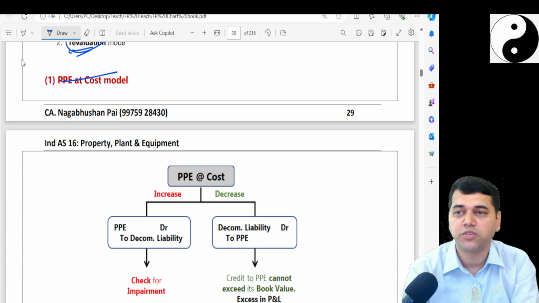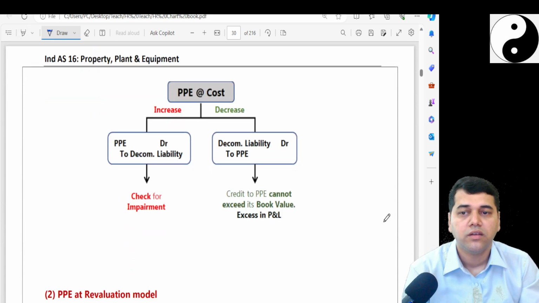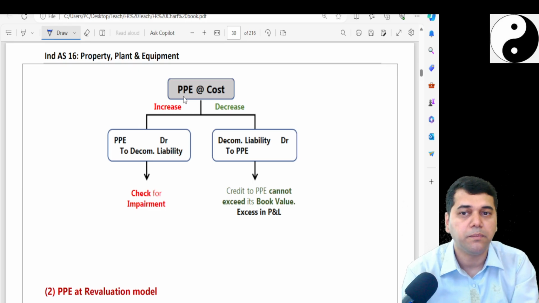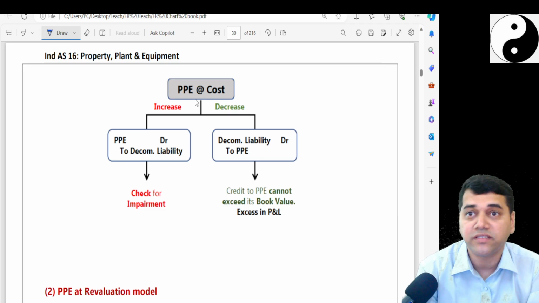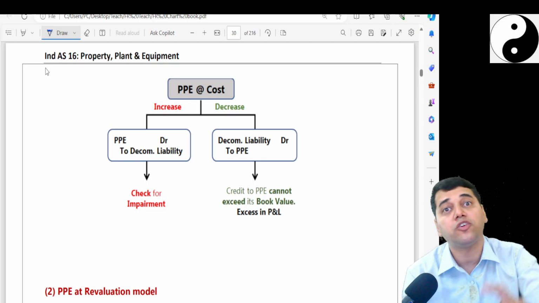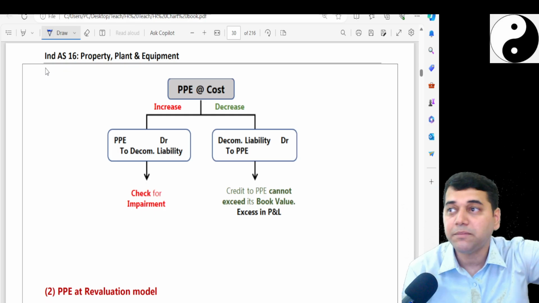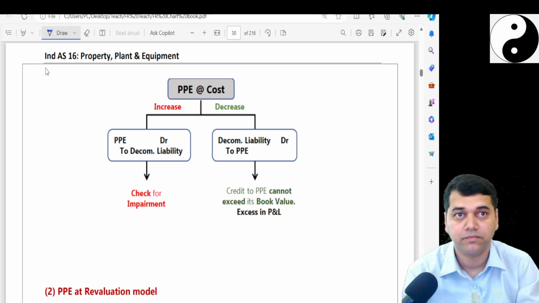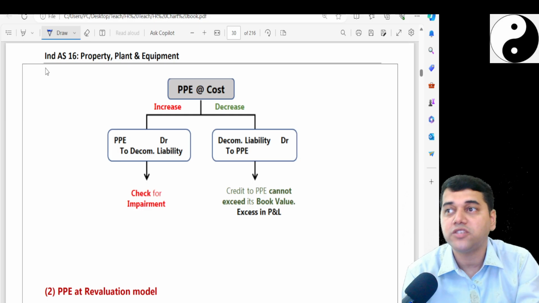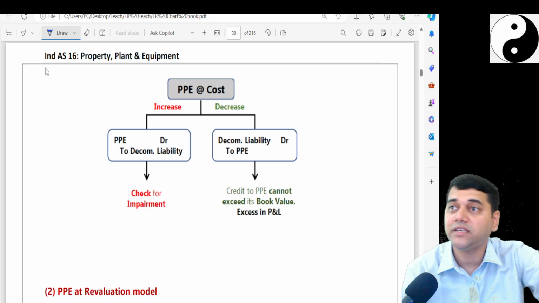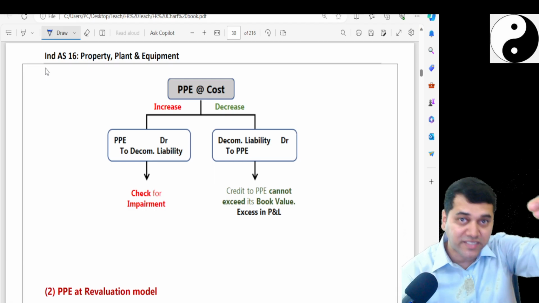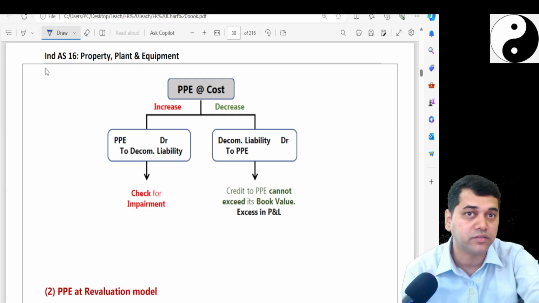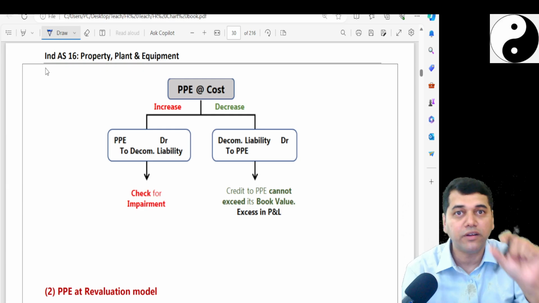See, the cost model is a fairly simple model. What happens in a cost model? There can be two possibilities. PPE will be recorded at cost. The liability may increase. Initially you anticipated 100 rupees 10 years down the line, and that present value is say 50 rupees. After 4 years you realized, oh, it is not 100 rupees, it is 150 rupees, and its present value 6 years down the line, because you have already covered 4 years, you will calculate some value.